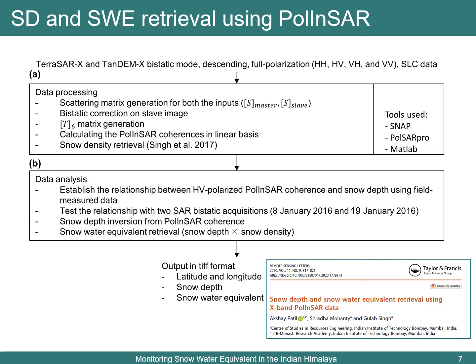The algorithm utilizes bistatic TerraSAR-X and TanDEM-X data in descending mode, and it comprises two sections, A and B: data processing and data analysis. Data processing deals with creation of the T6 matrix and calculating the PolInSAR coherences. Using TerraSAR-X data, snow density is retrieved in step A. Step B deals with establishing the relationship between HV polarized PolInSAR coherence and in situ snow depth measurements. This relationship is tested for 8 January and 19 January. Finally, the snow depth is inverted from PolInSAR coherence, and snow water equivalent is retrieved by multiplying snow depth and snow density retrieved in step A.